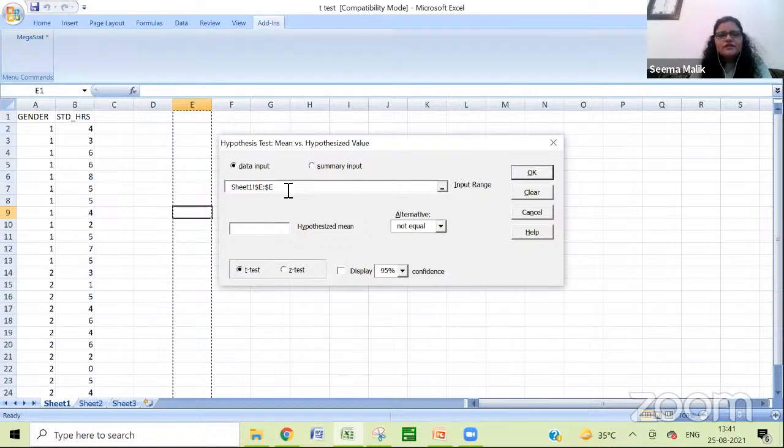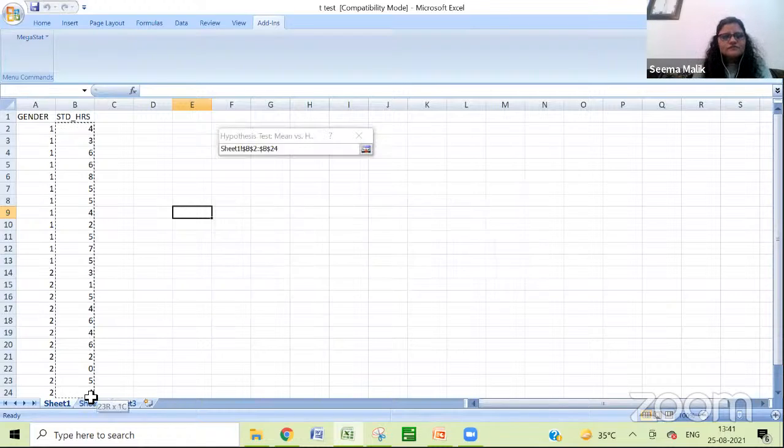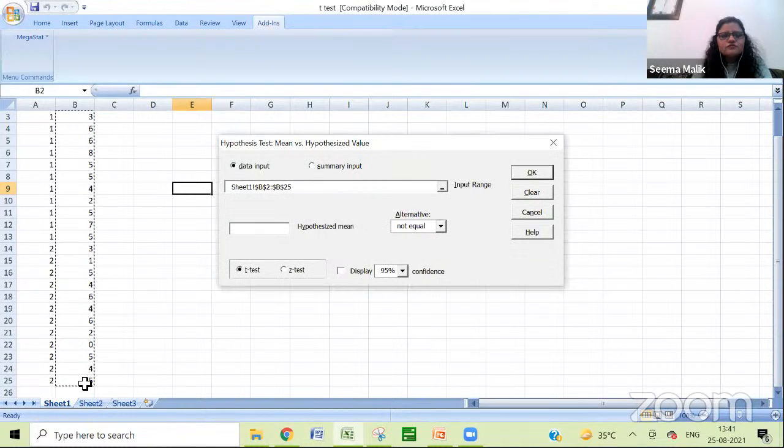Okay, I need to give the data. So what should I select over here? I'll select study hours, the data of 24 things. Okay. And hypothesized mean, suppose my population mean is 6. I have some mean of my sample, and I want to compare my sample mean with the hypothesized mean, means population mean, which is 6.